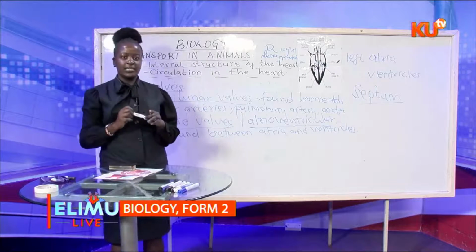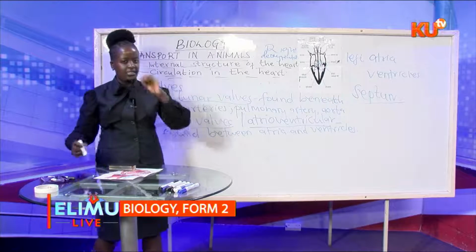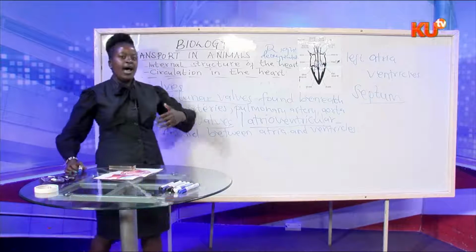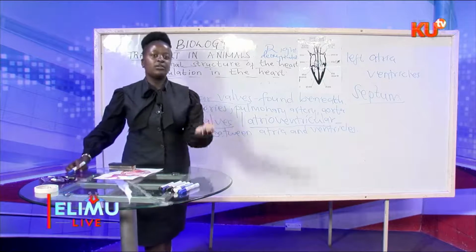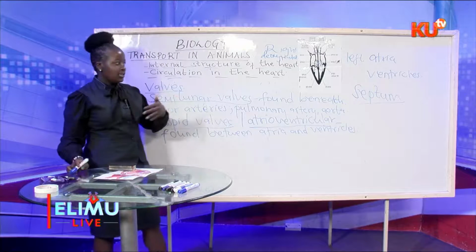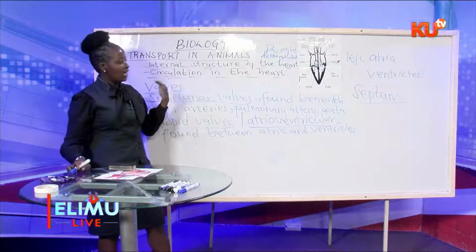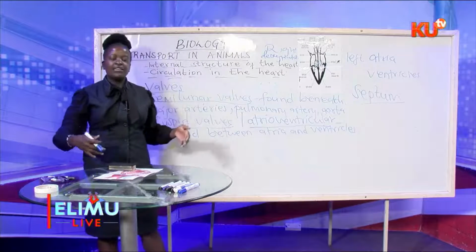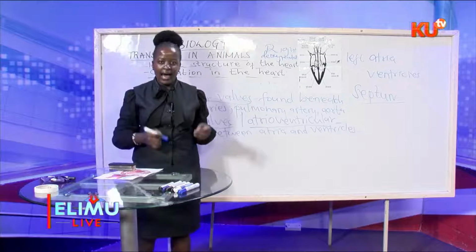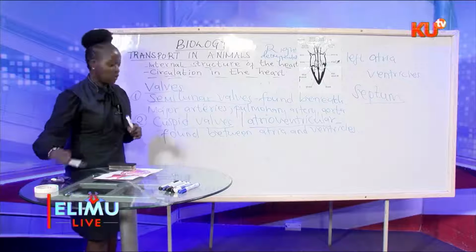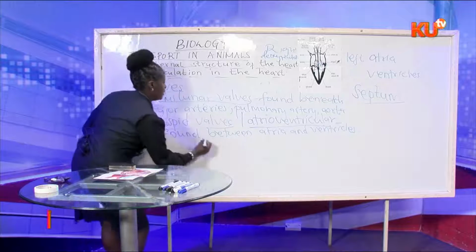Now, I will still remind you that valves prevent backflow of blood. The cuspid valves have names depending on the side on which they are placed. As we have said, we have the right side of the heart and the left side of the heart. So the cuspid valves that are on the right side of the heart are usually called tricuspid.